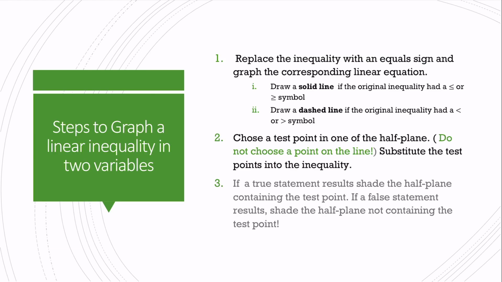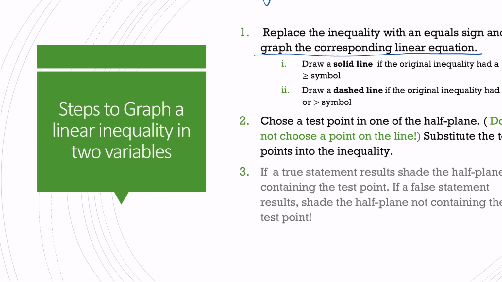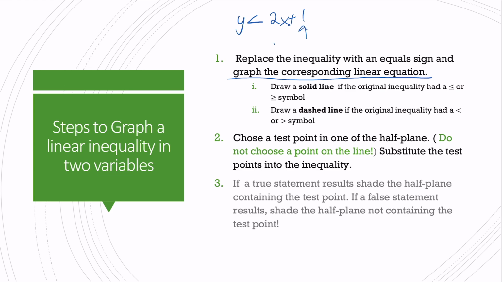So our steps are: step 1, graph the corresponding linear equation. If I had y is less than 2x plus 1, we graph our y-intercept, we graph our slope. Now, because it's strictly less than, the points on the line are not in our solution set. So we don't draw a solid line, we'd have to draw a dashed line. It's much like the open dots we used when we were working in one variable; those endpoints weren't part of our solution. This means the line is not in our solution set.